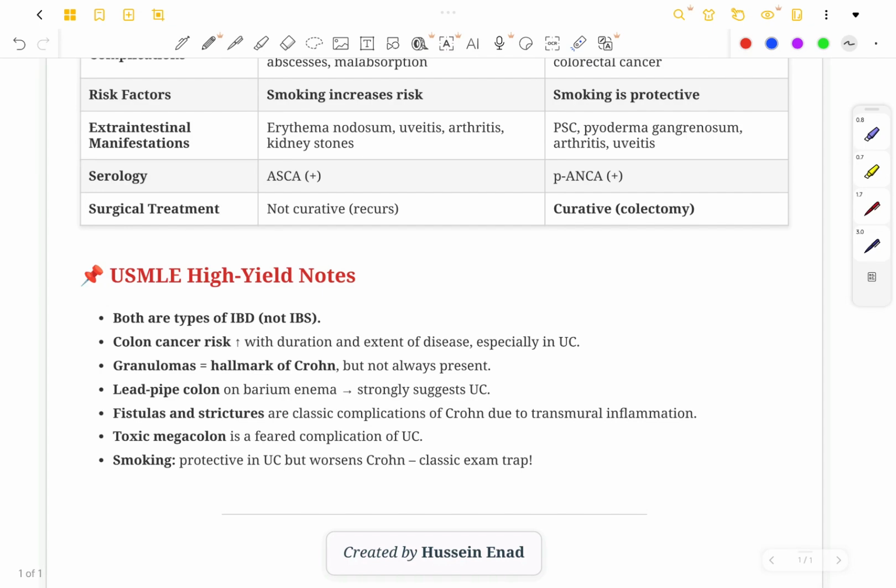Granulomas are key to Crohn disease. Lead pipe colon strongly suggests UC. Smoking is protective in UC, but worsens Crohn.